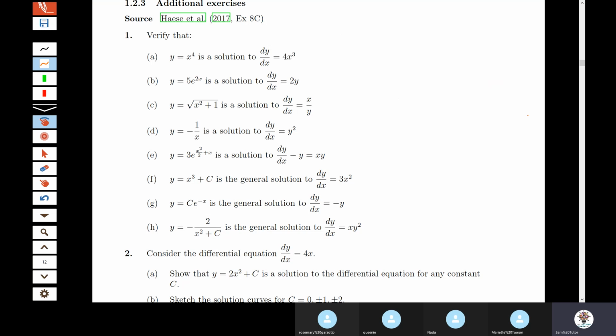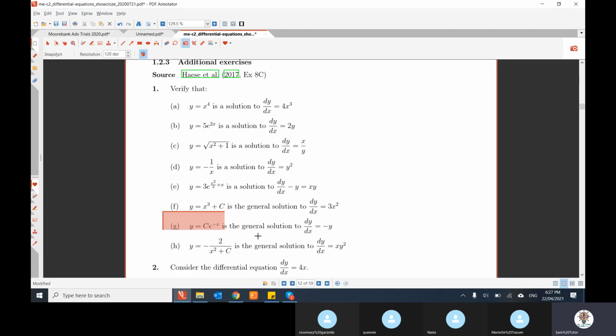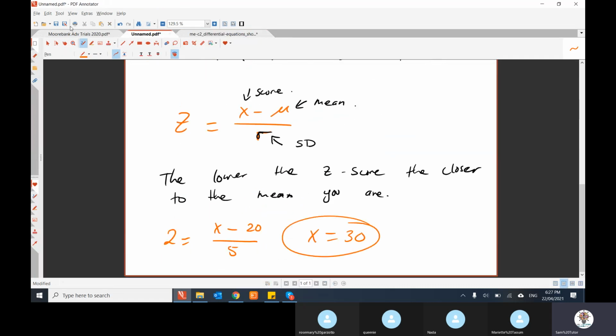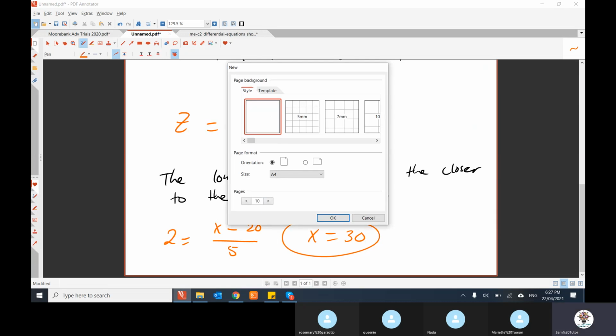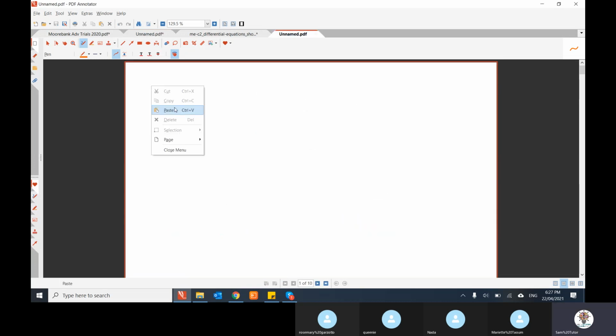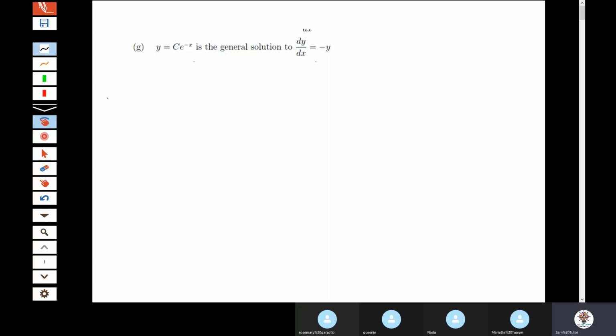Let's pick one up from question 1. Verify this is a general solution to this. There's a few ways of doing it. You either use differentiation or you use integration. Each question is different, but let's do it through solving it, which means we're going to integrate. So we start with this: dy/dx equals negative y.